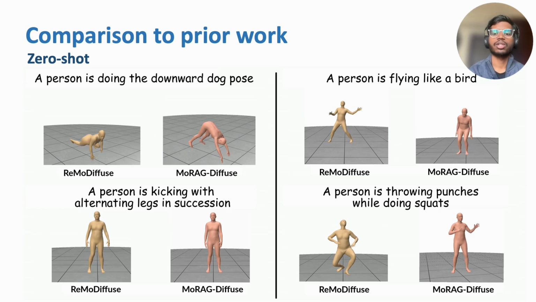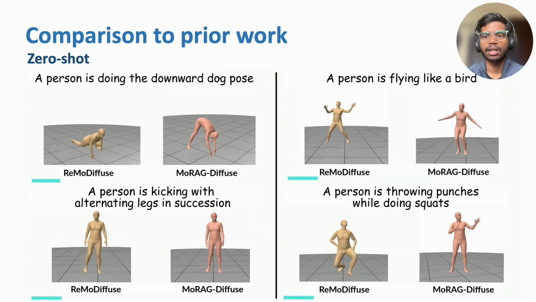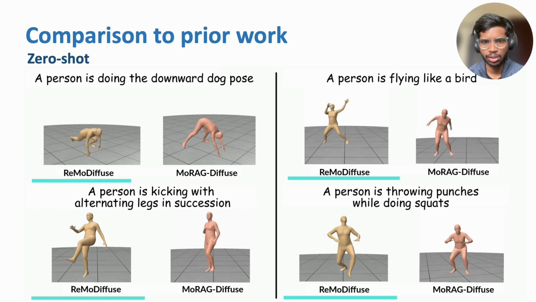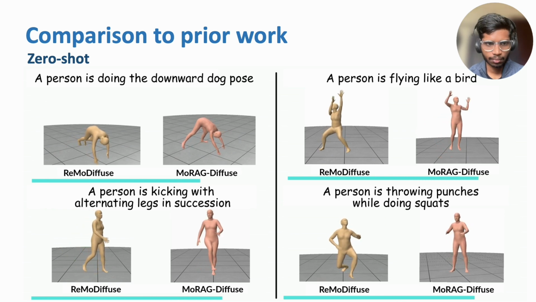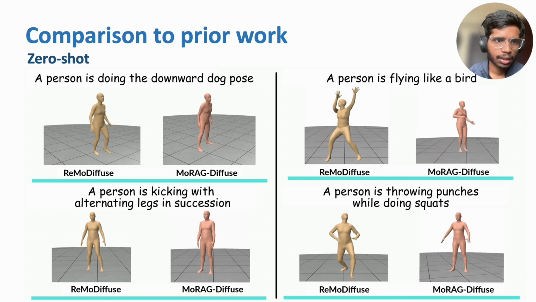ReMoDiffuse struggles to generate motion sequences for unseen text descriptions. However, with the effective conditioning of MoRAG generated samples, MoRAG diffuse is able to generate coherent and semantically accurate motion sequences, even for novel text inputs. As we can see here, MoRAG diffuse is able to generate motion sequences for unseen text descriptions.